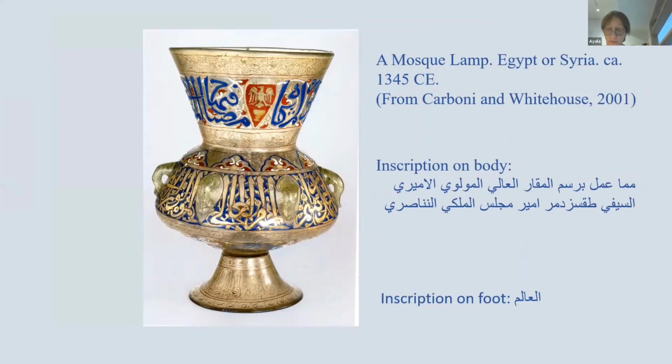A last mosque lamp I would like to present is ascribed to Saifuddin Tukuzdamur al-Hamawi, a cupbearer and then emir of the assembly of the Sultan Al-Nasr Muhammad ibn Kalaun, with a very unusual emblem of a cup and an eagle above it. The cup is not unusual.